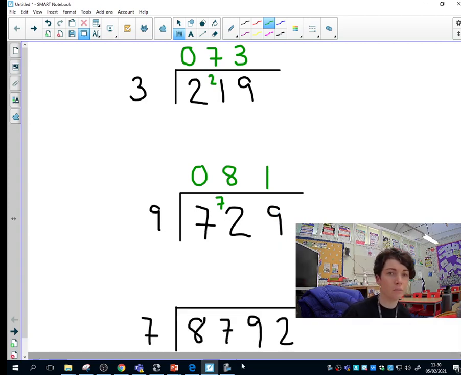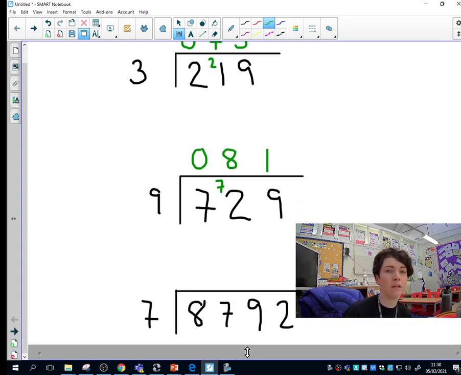And then in the last example, let's just make that a little bit bigger. I have 8,792 divided by 7. So 7s into 8. It fits in once, doesn't it? And we have a little bit left over. We have 1 left over. 7s into 17. It fits in twice, because I know that 2 times 7 is 14. So that means I've got 3 left over. So I'm going to carry my 3 there.